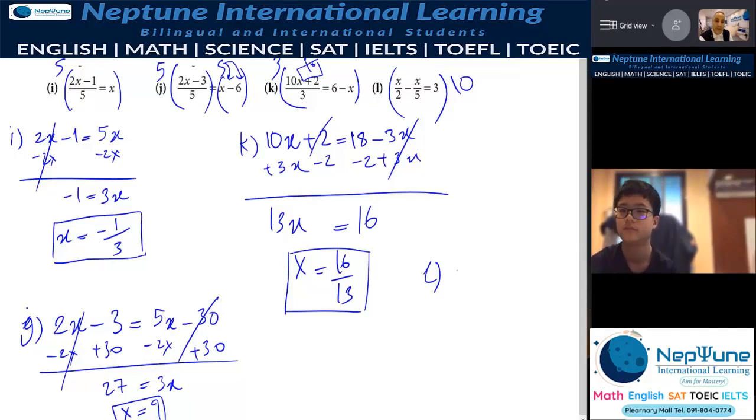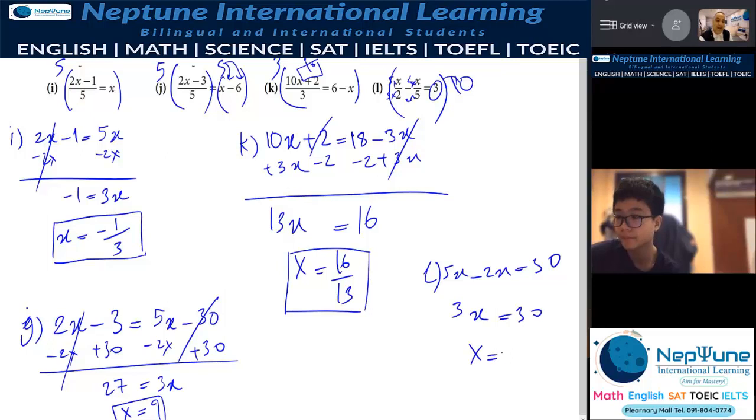So that becomes 5x. And this is minus 2x. You see why? Because you multiply this by 5 and you multiply this by 2. You multiply this by 10. So it goes to 30. That's good. 5 minus 2 is 3. 3x equals 30 and x equals 10. 30 divided by 3. All right?